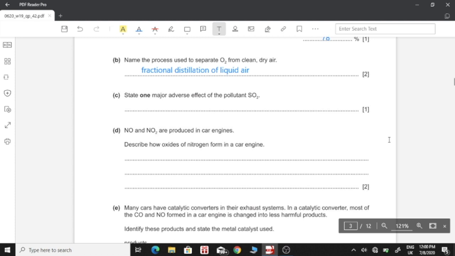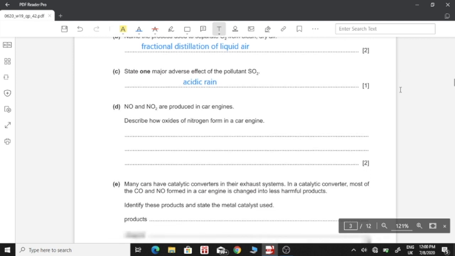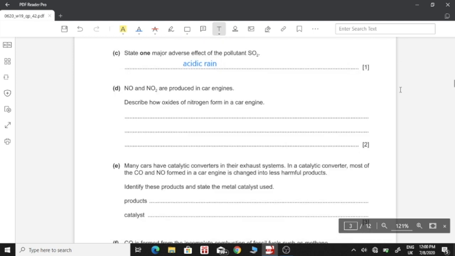Part C. State one major adverse effect of the pollutant sulfur dioxide. This is acidic rain. And this happens when sulfur dioxide in the air dissolves into the rainwater, resulting in the formation of sulfuric acid, H2SO4, which causes acidic rain.